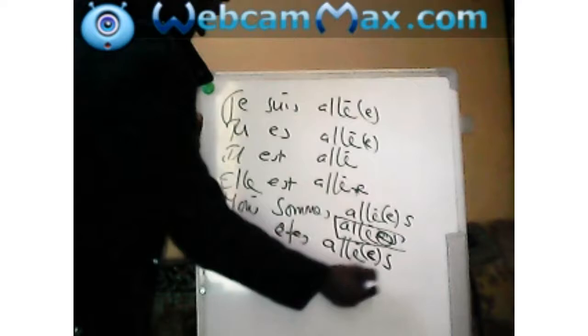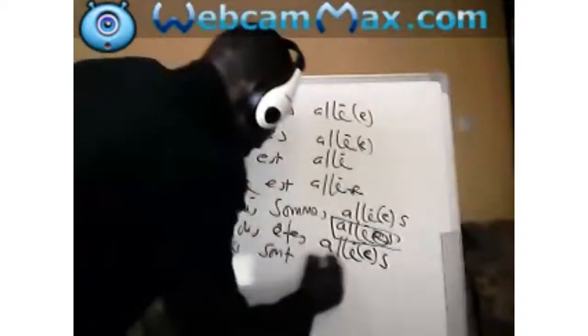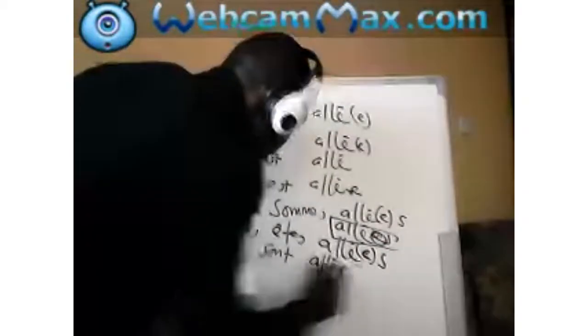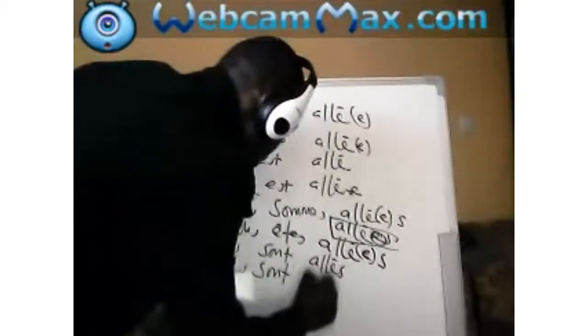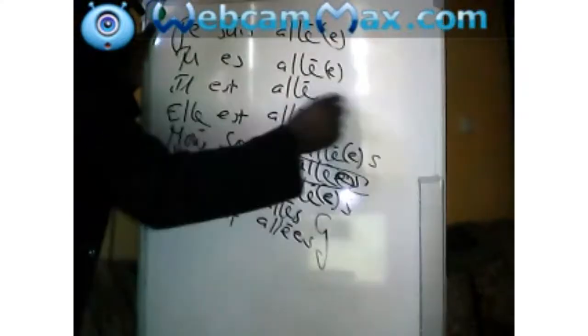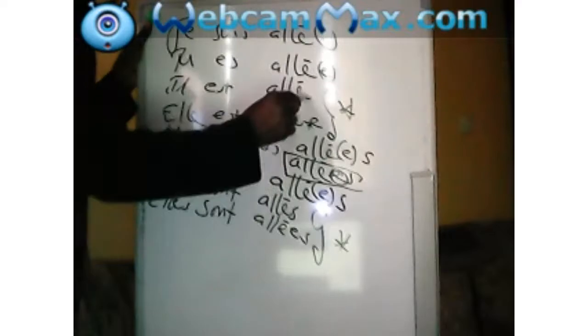Finally, ils sont allés. That is like that. But elles sont allées. Kindly see what I've written here. Compare this and this. What is the difference between that and that? This is the third person. So, il est allé. This was il, he. But ils sont allés, I've added letter S to this.